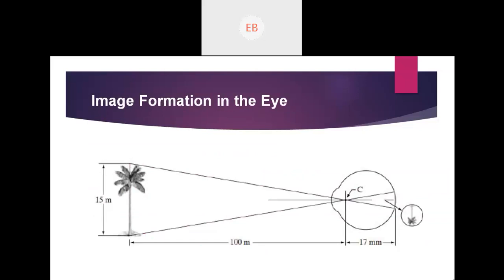So the next basic element of visual perception is image formation in the eye. We have three basic elements in visual perception, right? First is the structure of the eye, second is image formation in the eye, and third is brightness adaptation and acquisition, which we will come to later, okay? Here you can see an image.